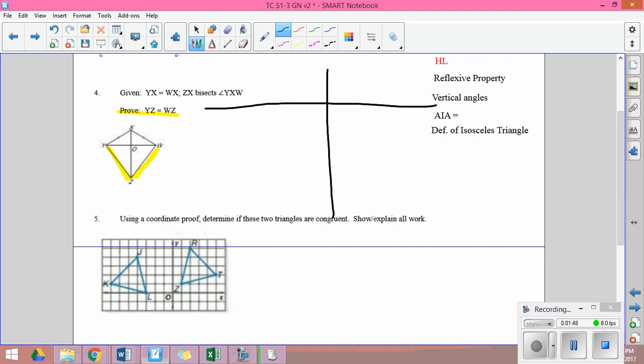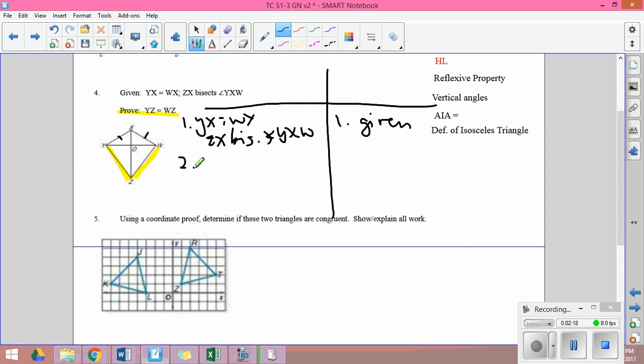So let's go back to the given. I know that YX is equal to WX, and I know that ZX bisects angle YXW. So this is my given information. I'm going to mark my given. I can't mark this bisect bit because those are just words. But what does my given give me?